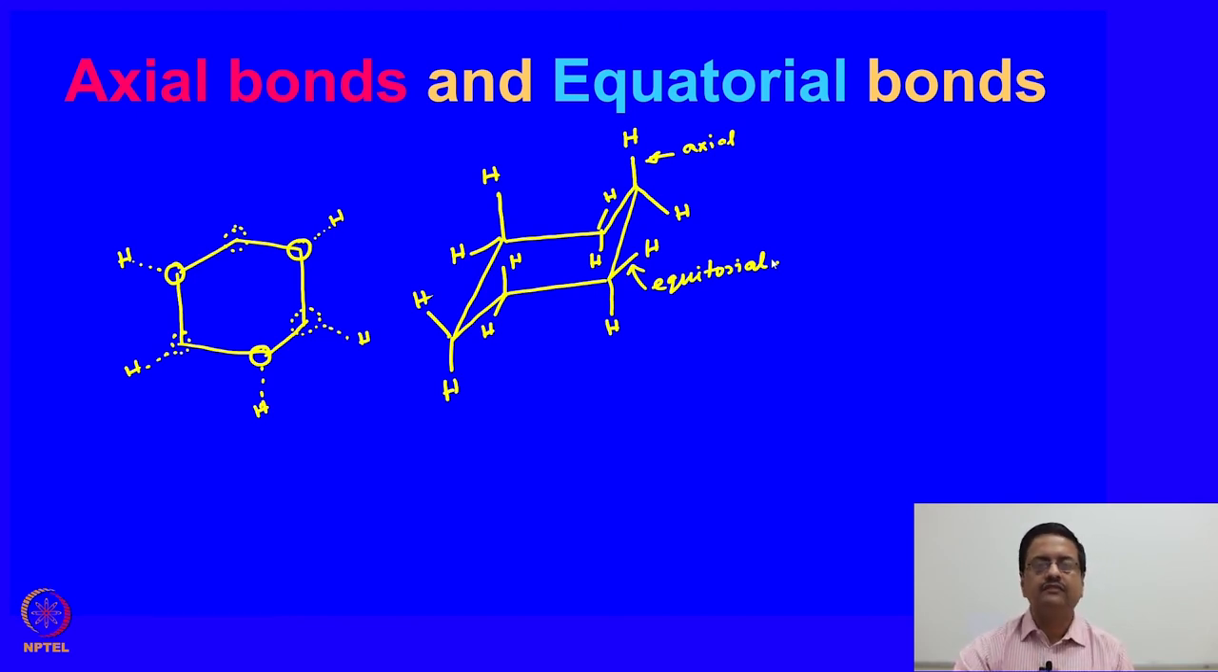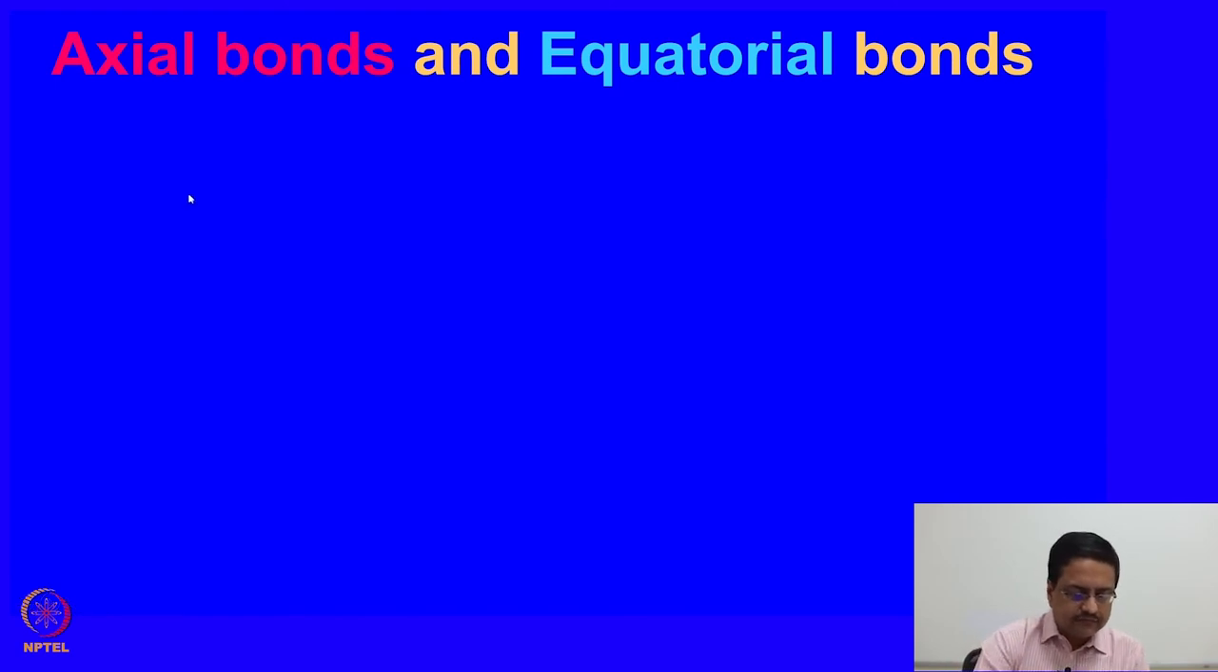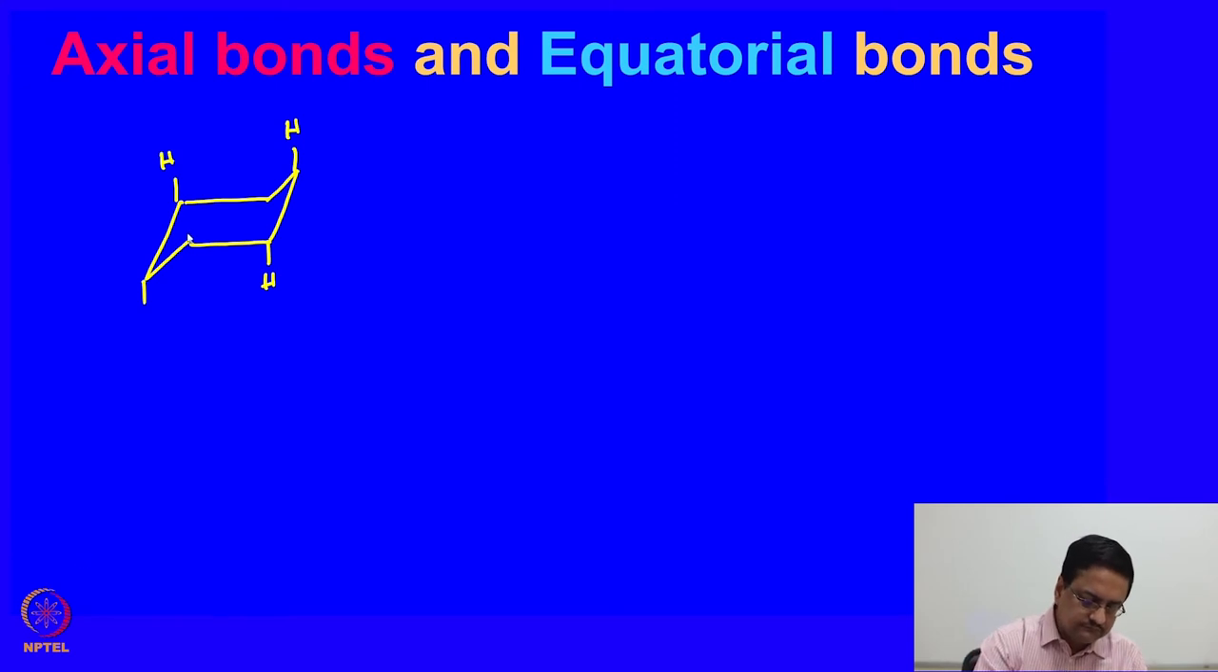This becomes very important when we try to understand some of the chemical reactions and the stereochemistry of substituted cyclohexanes, which we will see in a few minutes. So when you have a cyclohexane drawn like this, these are the axial bonds that I am drawing. And I am drawing the equatorial bonds in a different color.